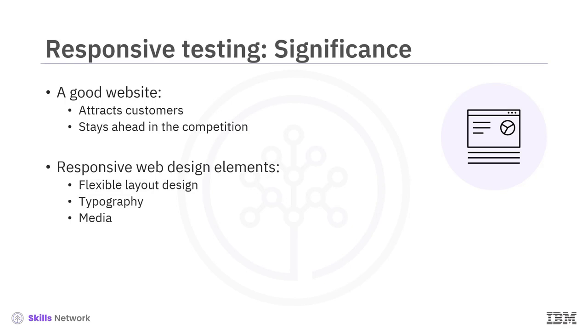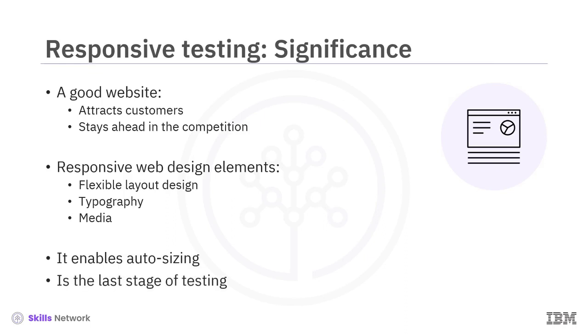a website. Responsive design involves creating flexible layouts by utilizing flexible grids. It enables auto-sizing when website variables such as width, margins, length, and so on change. As per the guidelines of responsive web design, responsive design testing is the last stage of testing.